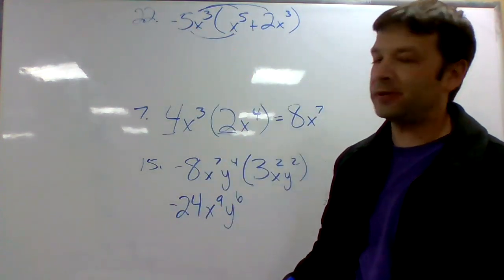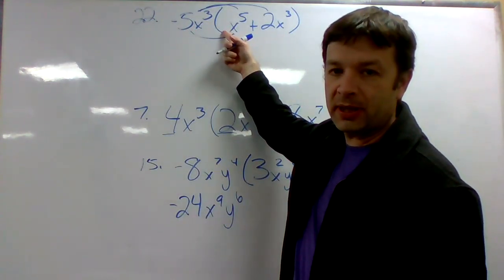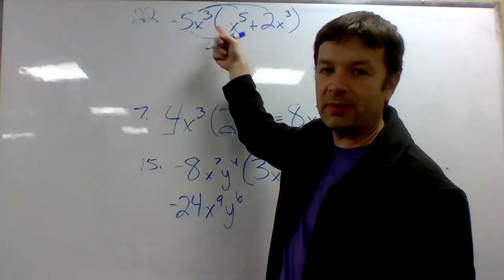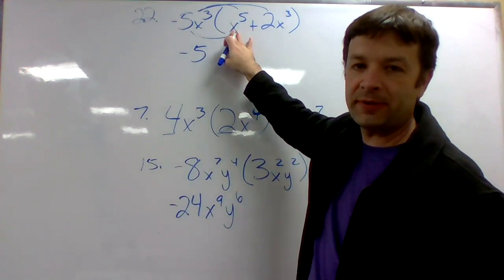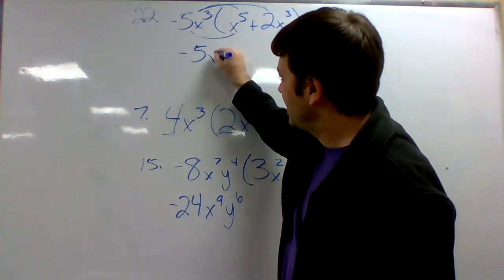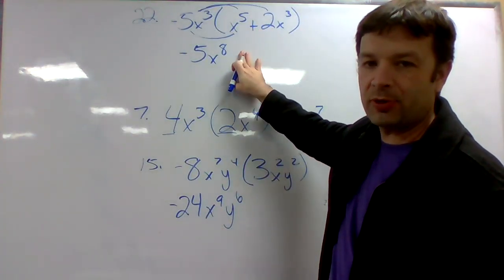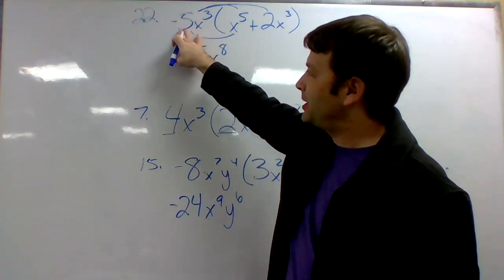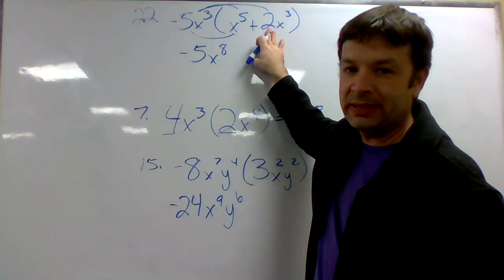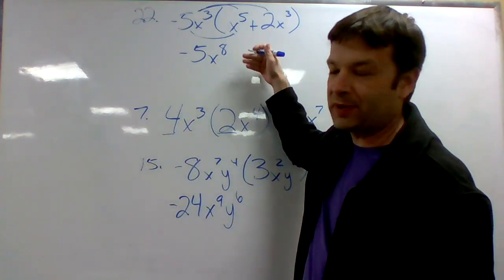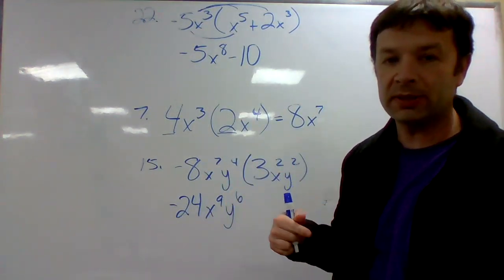-5x cubed times x to the 5th. Well, the -5, there's not really anything to multiply it with. You could think of a 1 right there. -5 times 1 is -5. What is x cubed times x to the 5th? x to the 8th, okay? Plus, now normally a plus would go down here, but if I did -5 times 2, that would be a -10. So instead of putting plus -10, I'm just going to put -10. Okay, plus negative is just like a minus.